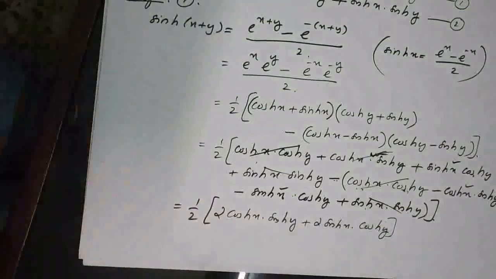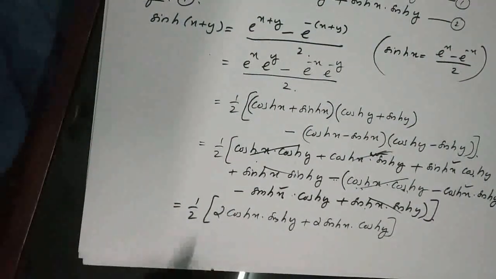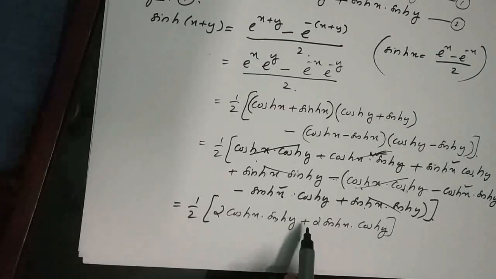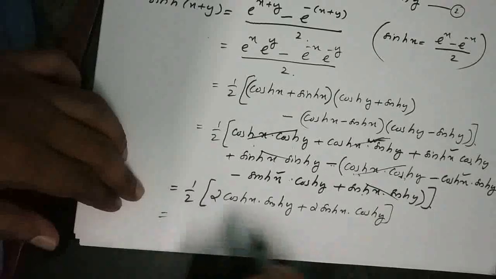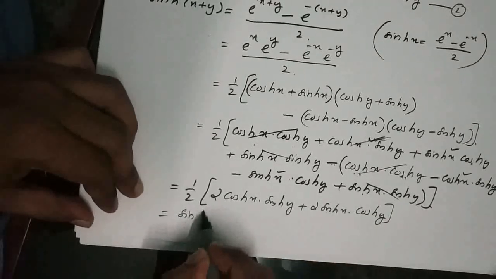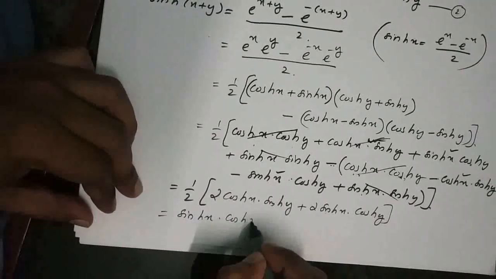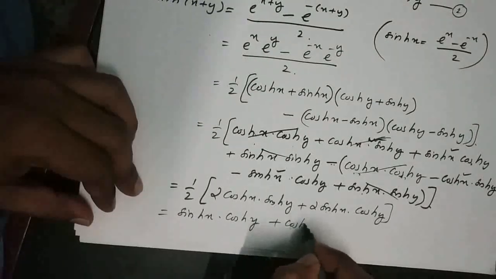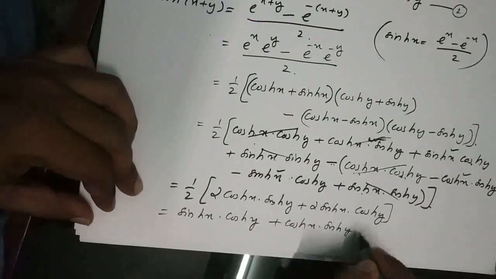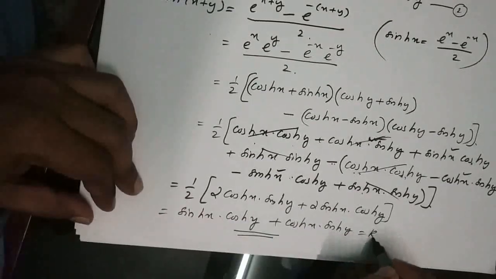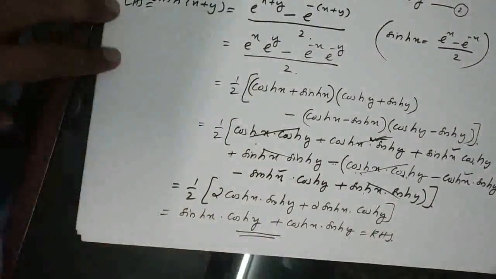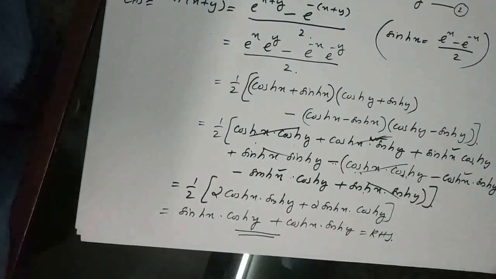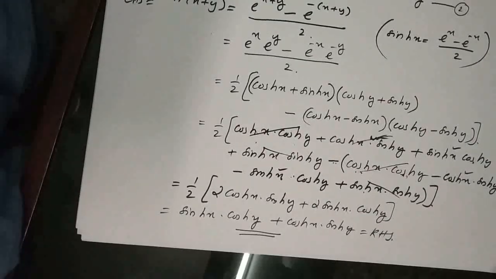So this is nothing but 1 by 2 into 2 cosh x sinh y plus 2 sinh x into cosh y. Dividing by 2, we'll get sinh x into cosh y plus cosh x into sinh y. This is RHS. So LHS is equal to RHS. So we proved the first identity, sinh of x plus y is equal to sinh x into cosh y plus cosh x into sinh y.